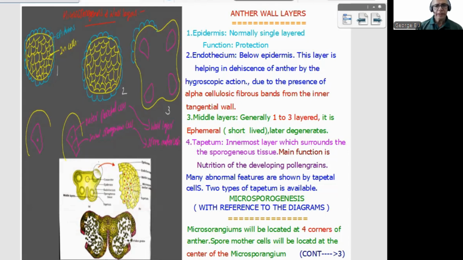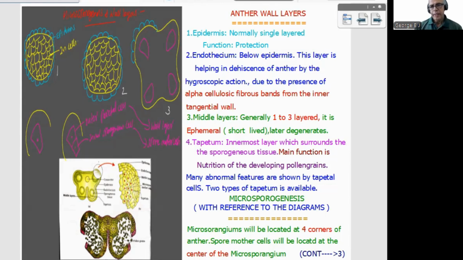So this wall layer is a little bit important, either for diagram-wise labeling or as an entrance question. So the layers will be epidermis, endothecium, middle layers, and tapetum. Inside the tapetum, we can find microspores. So how will these microspores as well as pollen grains be formed?